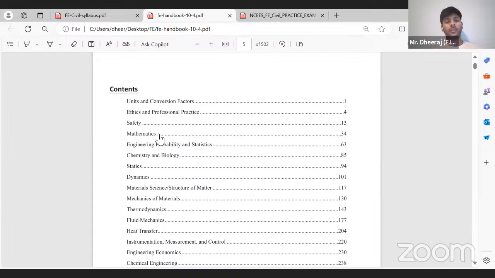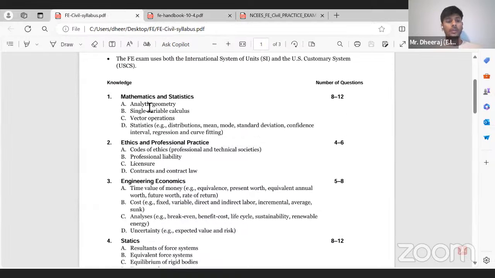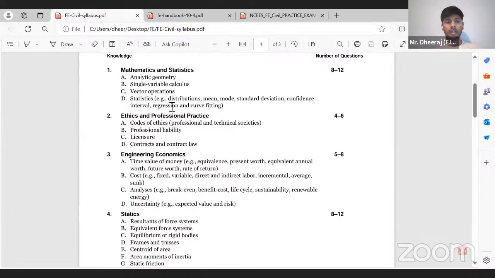Coming back to mathematics, in the syllabus paper you have seen analytical geometry, single variable calculus, vector operations, statics. Do not expect every topic to be in the handbook. For example, curve fitting, which I didn't find in the handbook. This curve fitting is actually present in the FE review book. So if you do not find anything in the handbook, go to the FE review book, find that topic, curve fitting, and solve a couple of questions. That's it, and leave it.